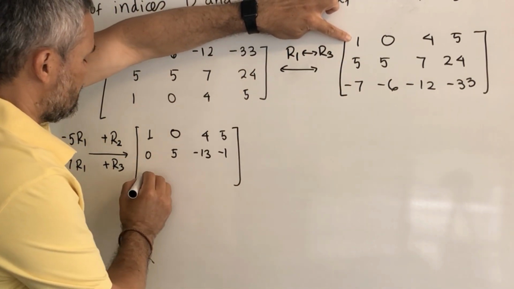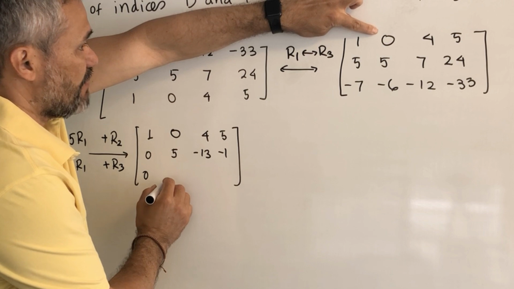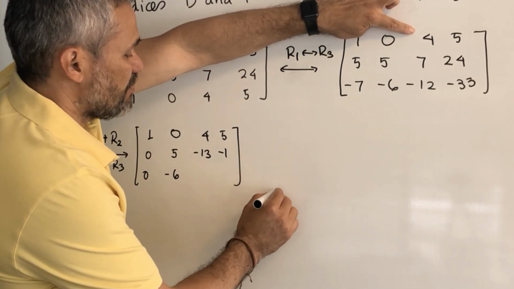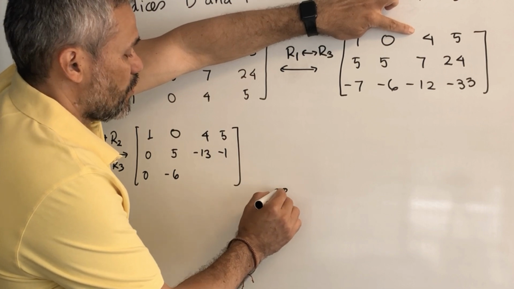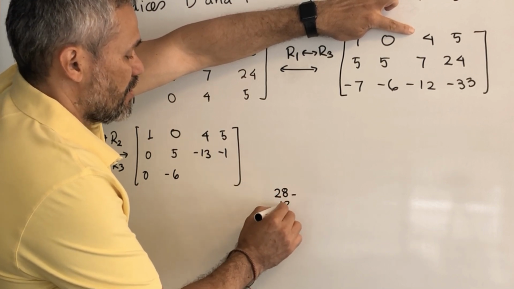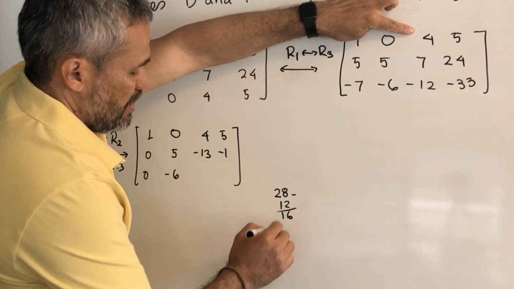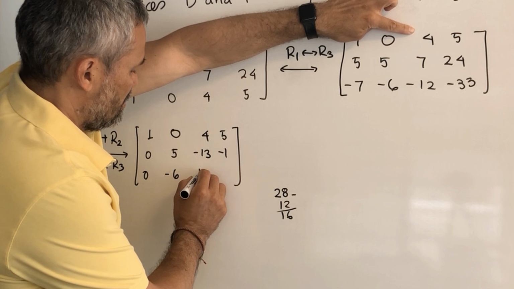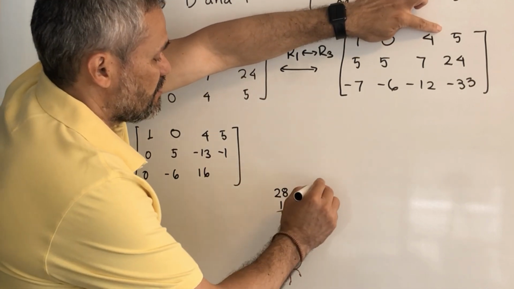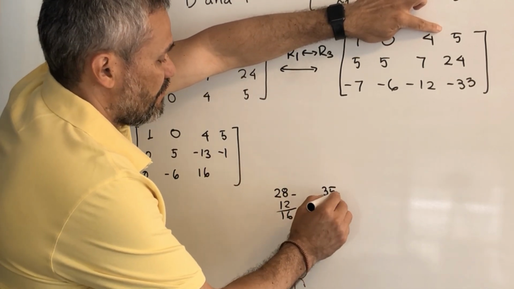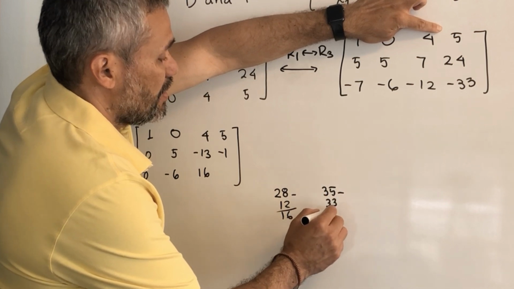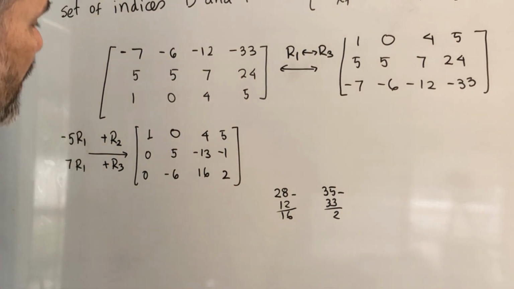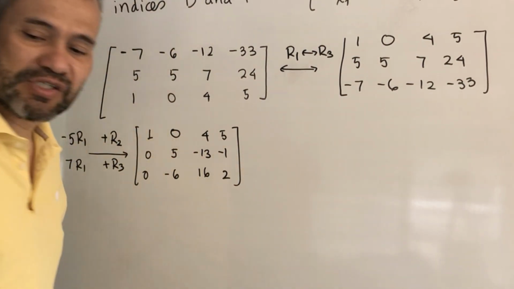Then here I get 0. 7 times 0 minus 6 is negative 6. 7 times 4 is 28. Minus 12 is 16. And 7 times 5 is 35. Minus 33 is just 2. Then we have taken care of the first column.